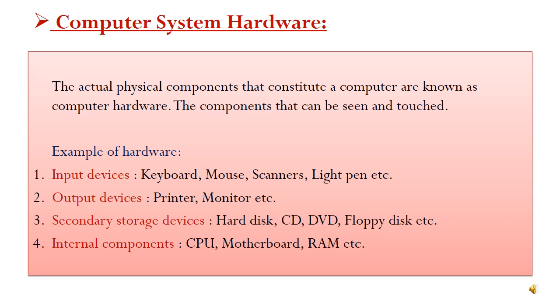Some examples of hardware. First, input devices: keyboard, mouse, scanner, light pen, etc. are the input devices. Second, output devices: printer and monitor. Secondary storage devices: hard disk, CD, DVD, floppy disk, etc. And internal components: CPU, motherboard, RAM are the internal components of the hardware. So, hardware is the physical part of the computer system. It can be seen and touched.